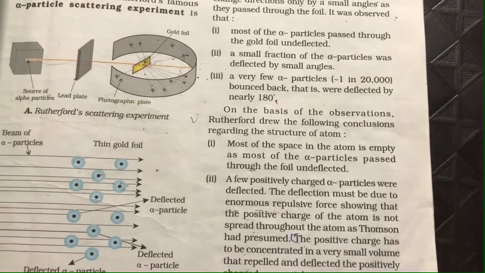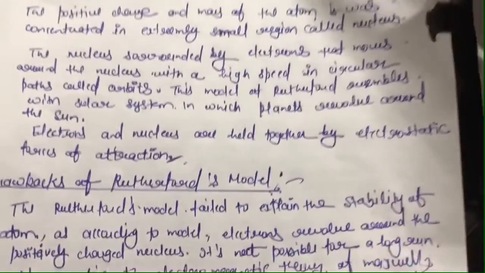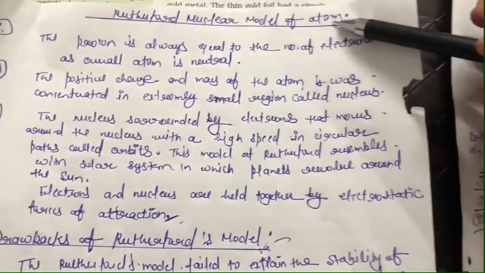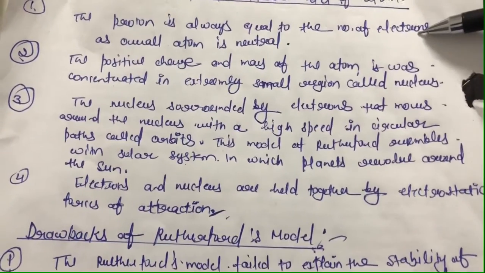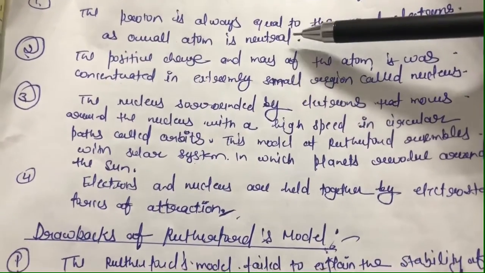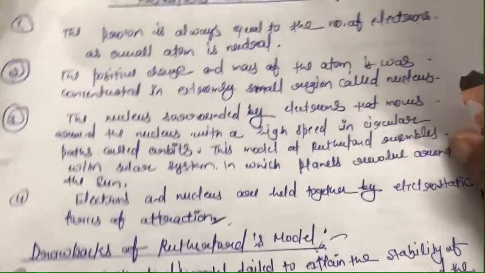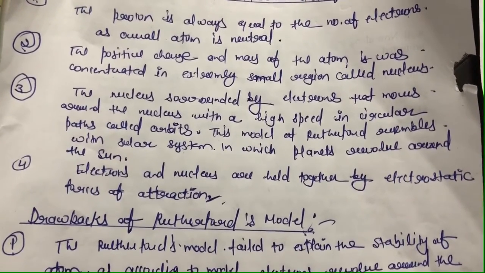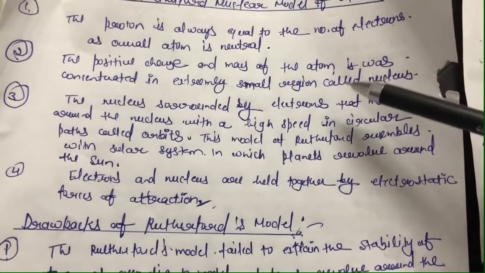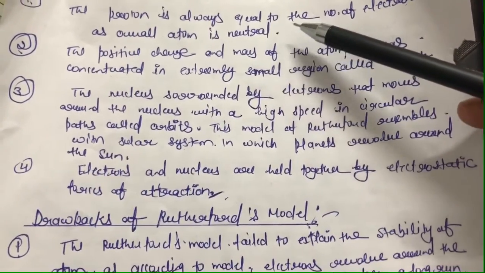And the next one is Rutherford's nuclear model of atom. The number of protons is always equal to the number of electrons, as the overall atom is neutral. Clear? As you know, an atom has an equal number of protons and electrons to maintain the overall neutrality of the atom.